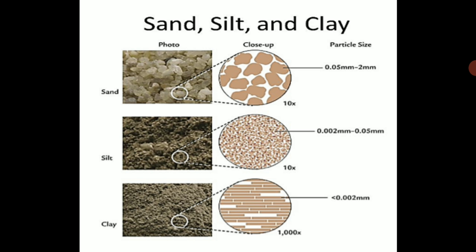Then you can come to clay. Here you can see it is smaller than 0.002 mm. Hence you can compare the particle size of the sand, silt and clay, and you can have some rough idea about the particle size of all this soil. I hope this is clear with you.